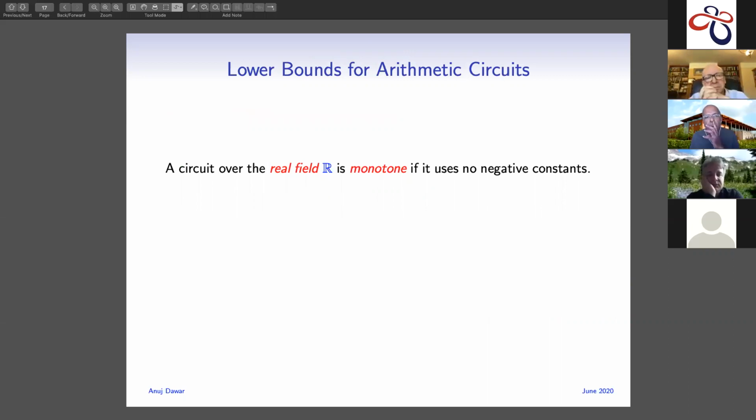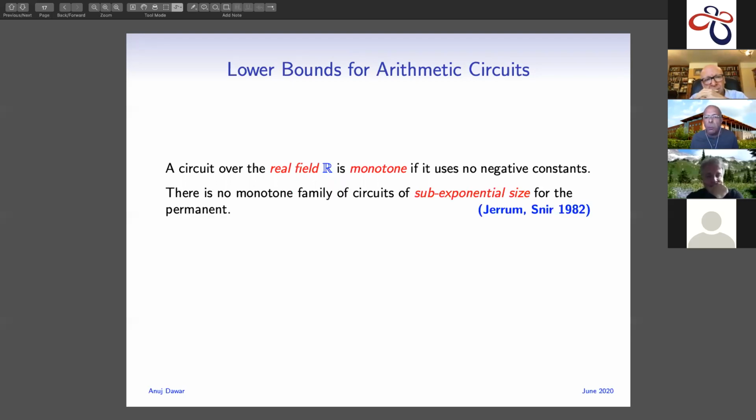Again, there are known lower bounds for arithmetic circuits, which kind of mirror the kinds of restrictions people looked at in the case of Boolean circuits. We say a circuit, now specifically over the real field, is monotone if it uses no negative constants. And it was proved, this goes back to 1982, that there are no sub-exponential size monotone arithmetic circuits for computing the permanent. Okay.